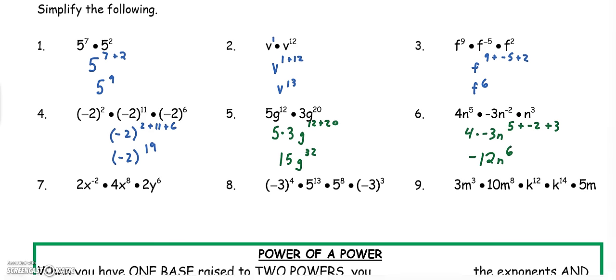Number 7, this is where we have different bases. So in this case, we have 2x to the negative 2 times 4x to the 8th times 2y to the 2nd. So we can still multiply all of our coefficients. We can multiply 2 times 4 times 2. With the x, we're only going to add the exponents of negative 2 and 8 because those have the same base. The y to the 2nd gets left alone because there's nothing to combine with. So when I multiply, I get 16 x to the 6th, y to the 2nd.